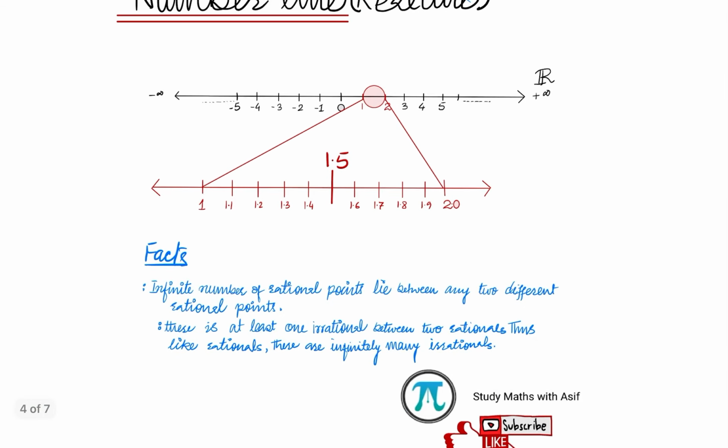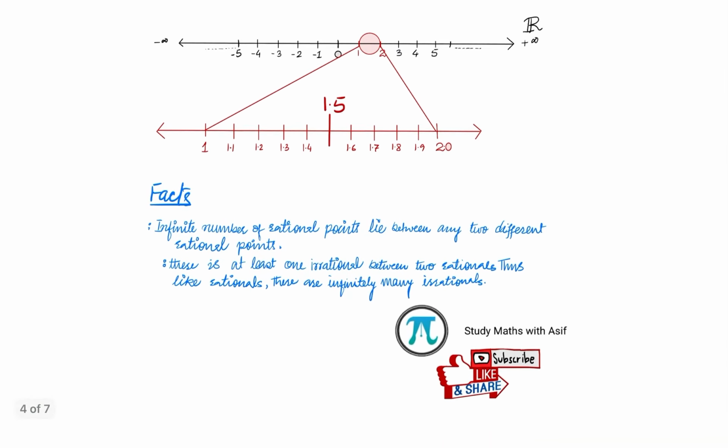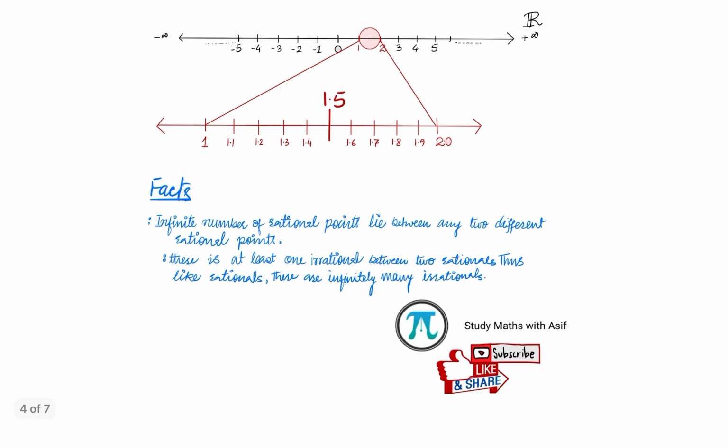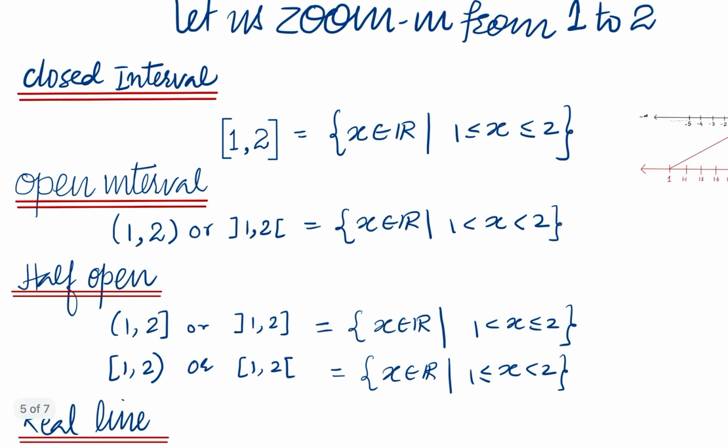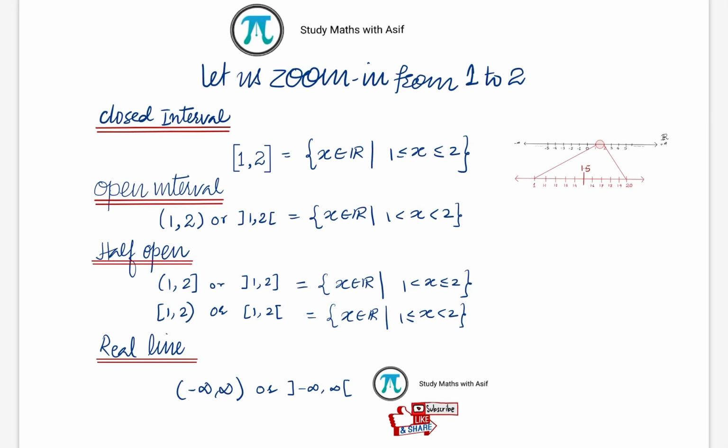So I will make use of these facts to talk about the intervals. When you see these facts, that means an interval will contain infinitely many rationals as well as irrationals. So I zoom in now on the next page, and I'll tell you in terms of interval, how do we write it? If it is a closed interval, it will be written in this way: all those real numbers which lie between 1 and 2 and including 1 and 2, right? So this is a closed interval.